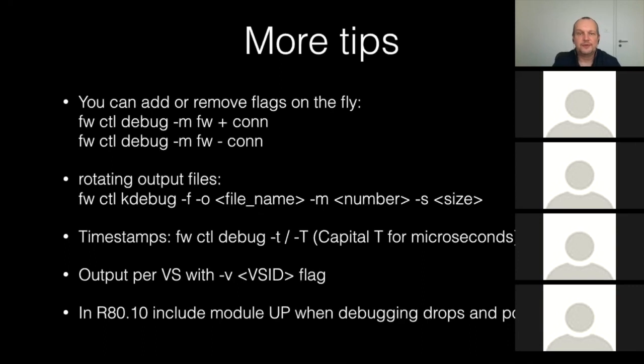One more very useful feature, especially when you run FW Monitor and you want to analyze it offline with Wireshark: -t will add timestamp into the kernel debug output. Each message will come with exact time. Small t will add it up to a second, and capital T up to microsecond. In this way, you can synchronize the messages and FW Monitor outputs when you also analyze FW Monitor. And -v and a VS ID will allow you to print out that VS only.